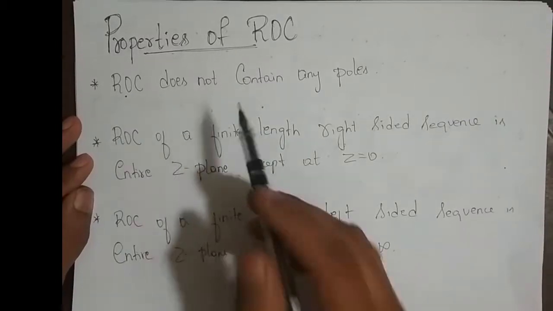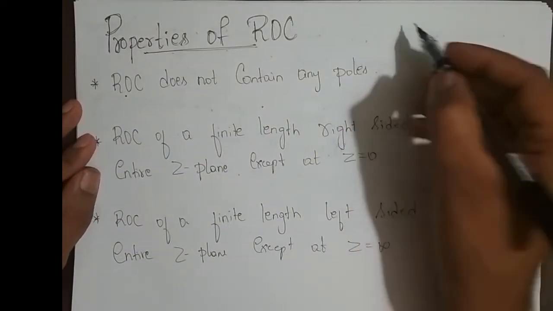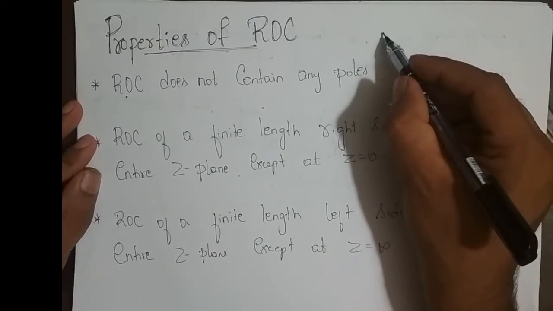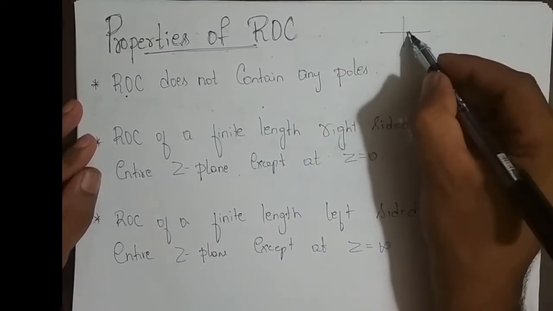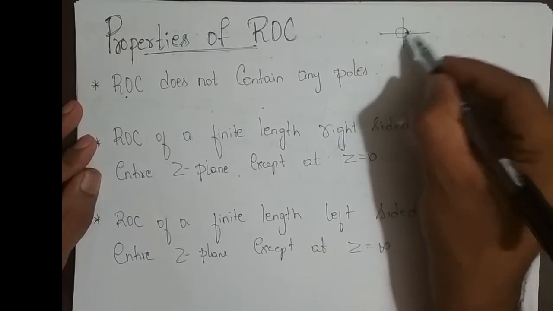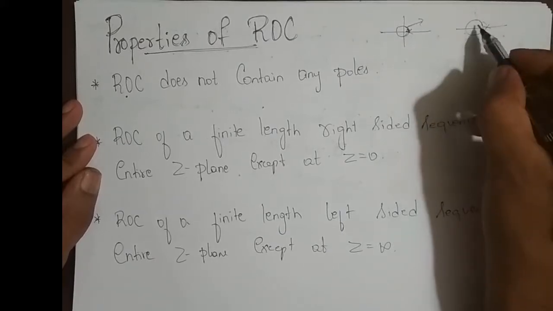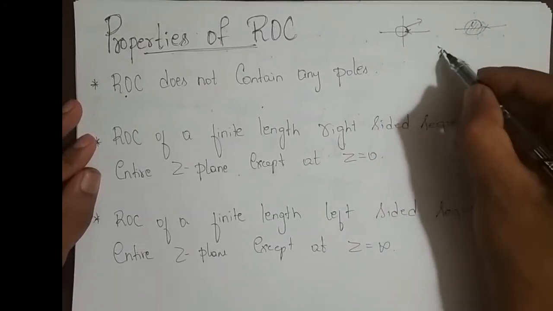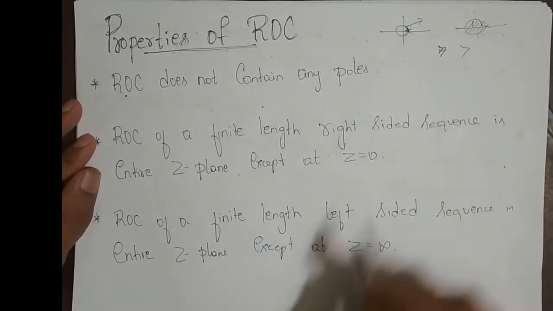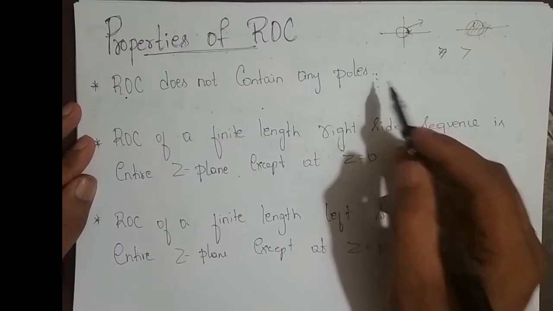First property is ROC does not contain any pole. If you have observed, when I say pole, it is actually an infinite length sequence. Either it is outside the pole, or if it is a left-sided sequence, it will be inside the pole. It is not like greater than or equal to, it was actually greater than, right? So it does not contain any pole. ROC does not contain any pole.